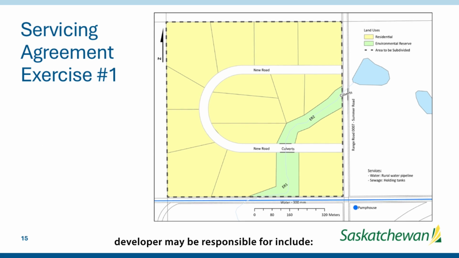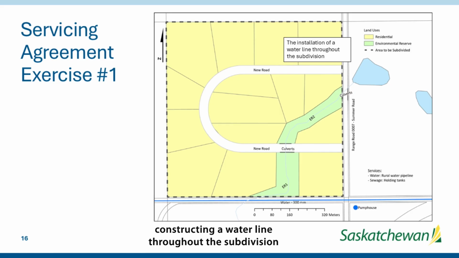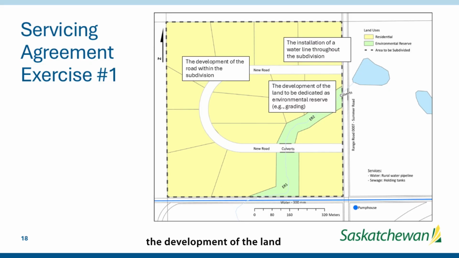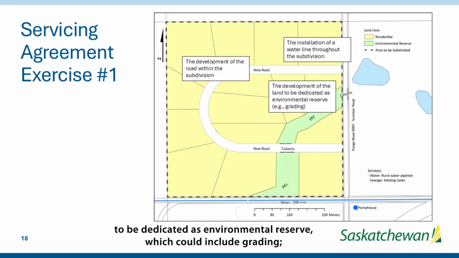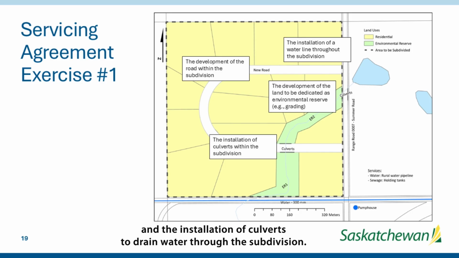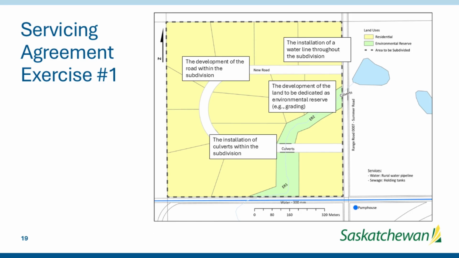On-site services the developer may be responsible for include constructing a water line throughout the subdivision to service each lot, the development of roads throughout the subdivision, the development of the land to be dedicated as environmental reserve, which could include grading, and the installation of culverts to drain water through the subdivision.